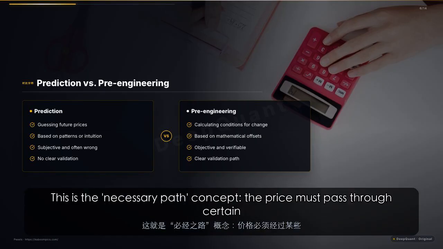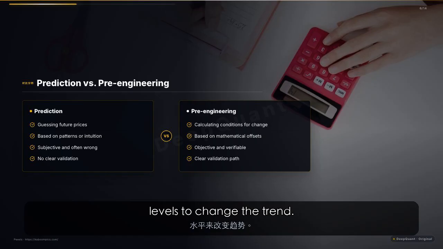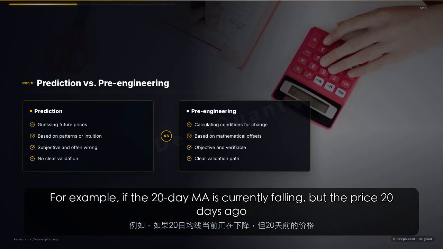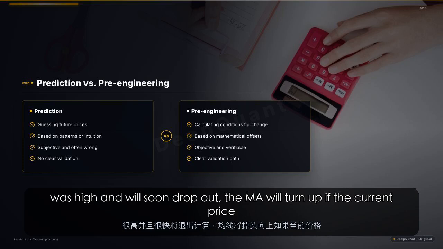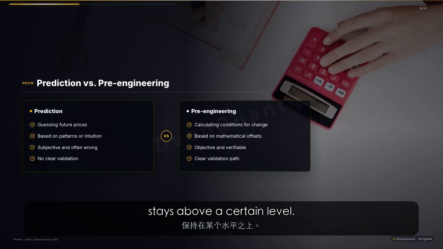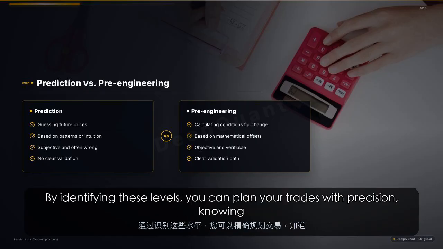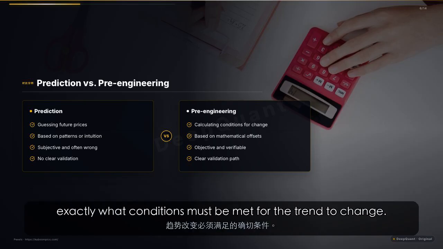The price must pass through certain levels to change the trend. For example, if the 20-day MA is currently falling, but the price 20 days ago was high and will soon drop out, the MA will turn up if the current price stays above a certain level. That level is the necessary path. By identifying these levels, you can plan your trades with precision, knowing exactly what conditions must be met for the trend to change.